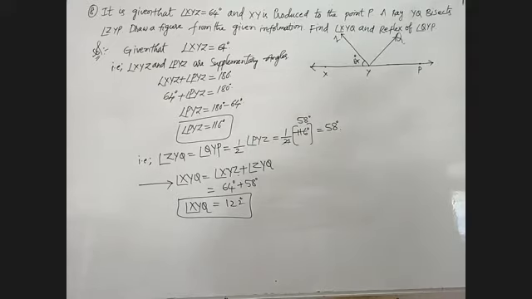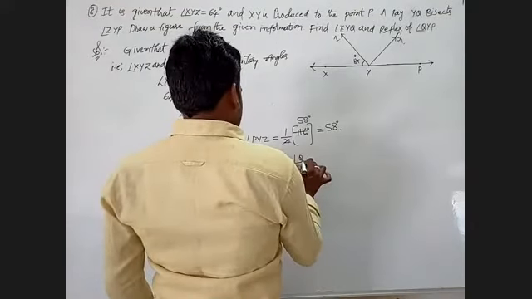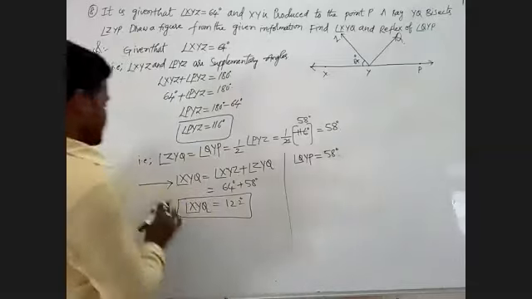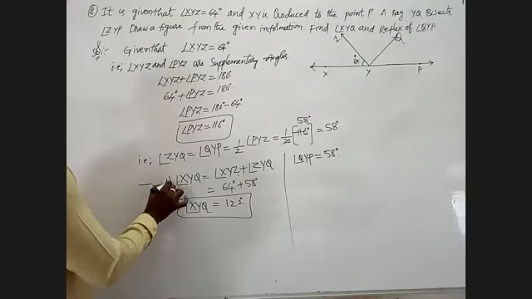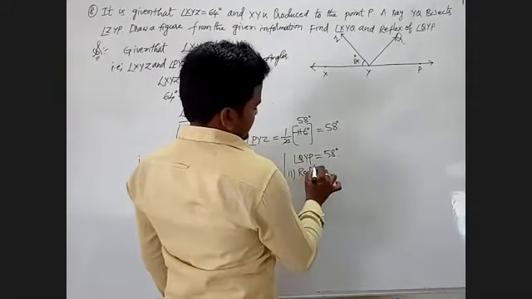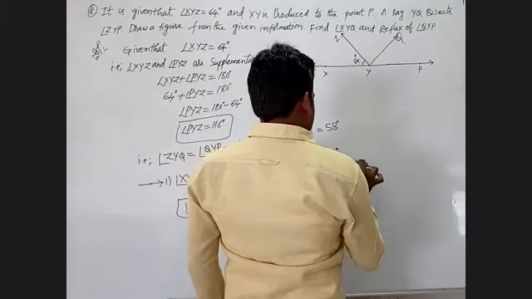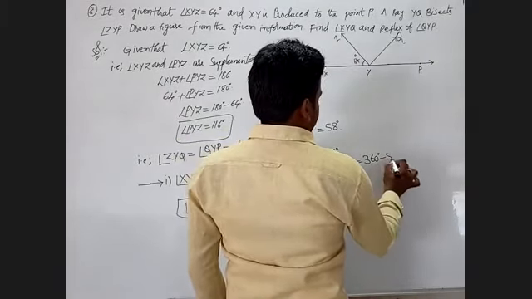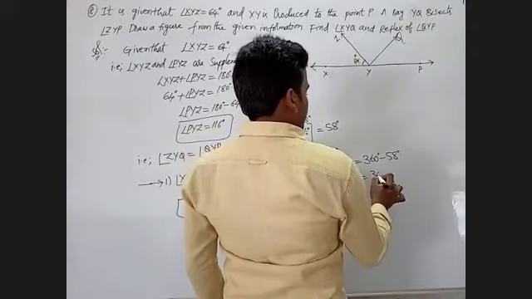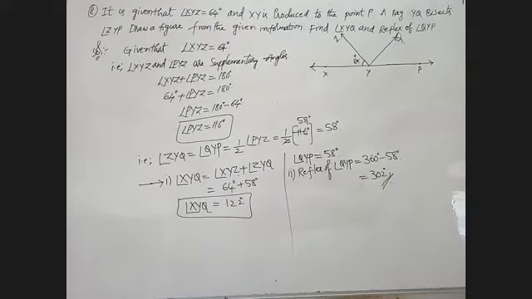After that, we know the value of QYB by the problem. We know angle QYB is equal to 58 degrees by the problem. This is the first one. The second one is the reflex of angle QYP. Angle QYP is equal to 360 degrees minus 58 degrees, right. 360 degrees minus 58 is nothing but 302 degrees. This is the reflex of angle QYP.